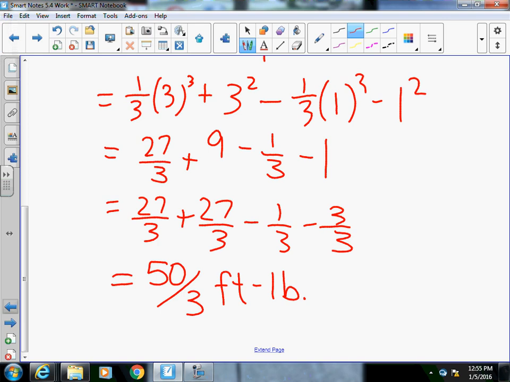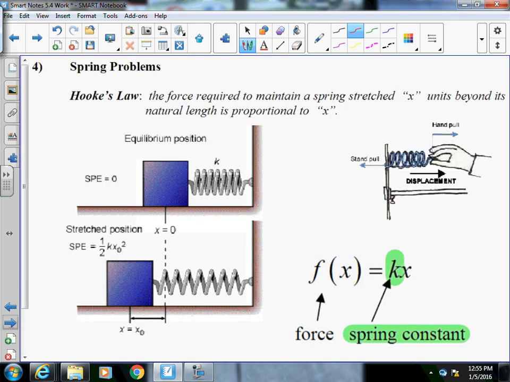Hooke's law, this next one has to do with springs. The force required to maintain a spring stretched x units beyond its natural length is proportional to x. So, equilibrium is when the spring is not stretched or compressed, and then you stretch it. So our formula is force equals the spring constant times x. Let's talk about what that means in this next example.